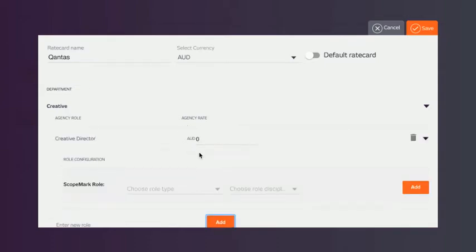This is where I can stick in the rate I'm going to charge out the creative director. I'm thinking $200. However, I have no idea if $200 an hour is the right amount of money to be charging for this kind of service. So what I can do using Scope is I can scope mark the role.